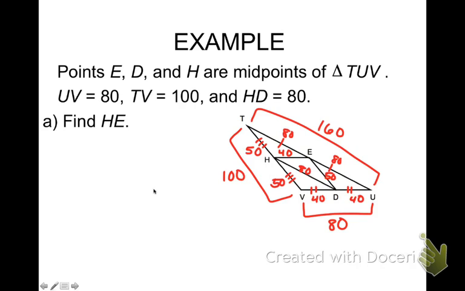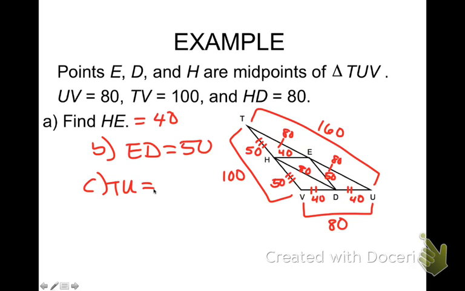All right, so for part A, what is the length of HE? Now we have all of our information. HE is what? 40. Good. Part B is asking for ED. What's the length of ED? ED is 50. Part C is asking for the length of TU. What is TU? 160. And part D is asking for the length of TE. What's the length of TE? 80. Good. After you have that, I want you to grab yourself a practice space and take it to your seats.